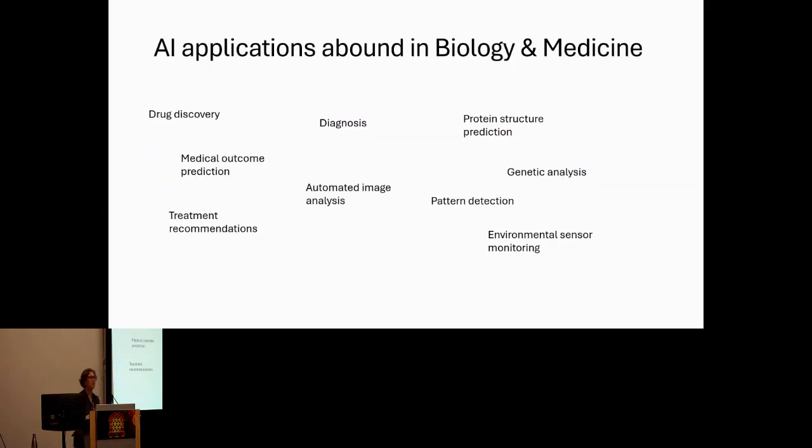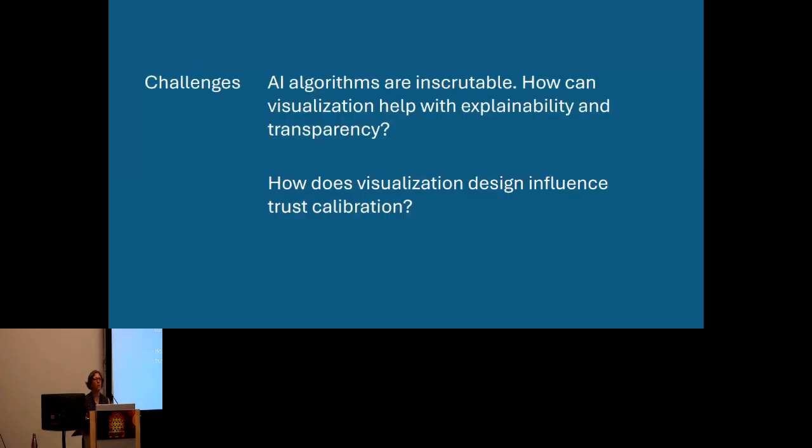So AI applications, I'm sure you've been hearing about many, many of them throughout the rest of this conference. AI is more and more being used in biology and medicine for things like drug discovery, medical outcome prediction, diagnosis, protein structure prediction, sensor monitoring, and many, many more applications. And of course, in all of these situations, we need some way for the end user or the model builder to be able to understand their AI model. So this is where I think visualization has a big opportunity to provide that window of transparency.